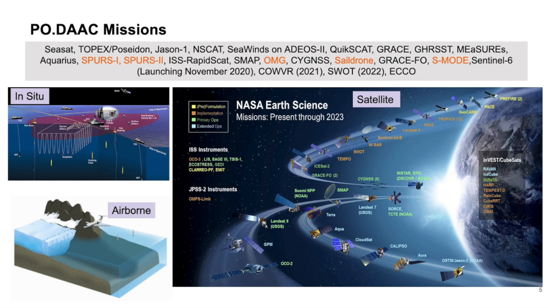As we mentioned earlier, in addition to NASA satellite missions, we also have a big collection of in situ and airborne data from NASA-supported field campaigns such as SPURS 1 and SPURS 2 for salinity, the Ocean Melting Greenland OMG project, Sail Drone, the Submesoscale Ocean Dynamics Experiment S-MODE, and the SWOT Pre-Launch Field Campaign Experiment. Recently, we also added data simulation products by the ECHO project. We'll talk about ECHO later.